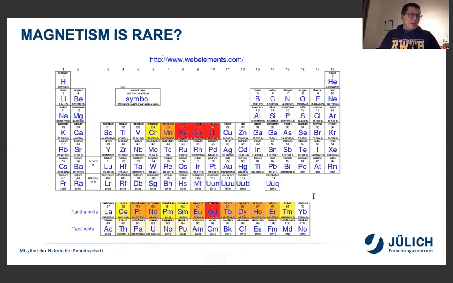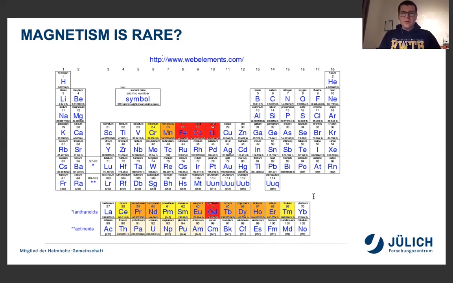So, is magnetism a rare phenomenon? One could guess so. This is a periodic table where all elements are colored which are in a magnetic state in their solid state. So if you have a solid of that specific material, you would expect the colored elements to be magnetic materials. Guessing by that, magnetism should be pretty rare.